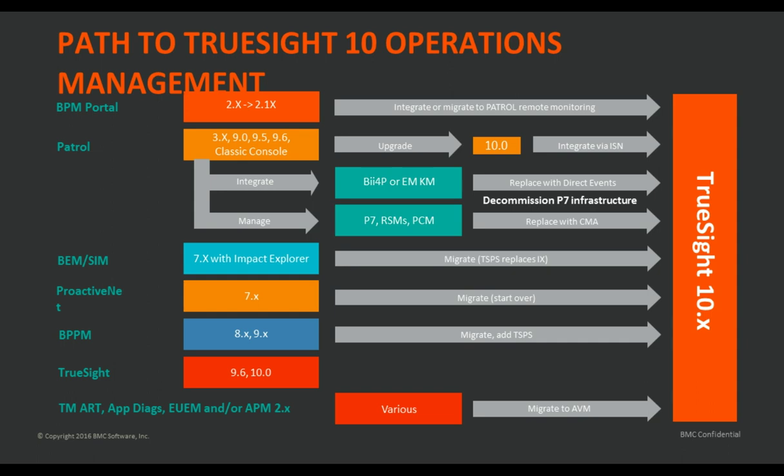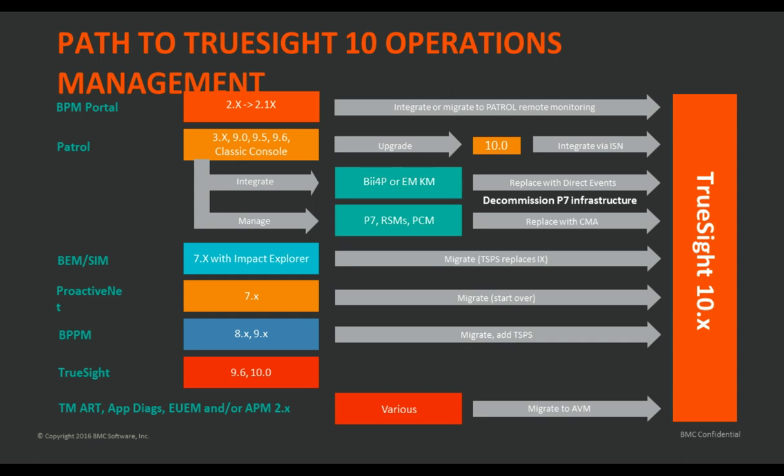If you got Proactive Net 7.x, I don't think there's a whole lot of those left out there, but Proactive Net, basically, you really want to start over. From 7.x to 10 is a really long way, and you no longer would use the Proactive Net agents or any of the data collection there. You'd switch to Patrol, so it's really a migration of product to product.